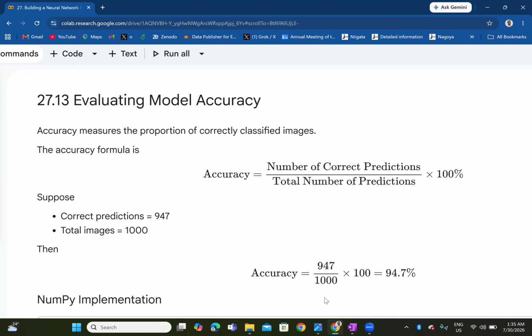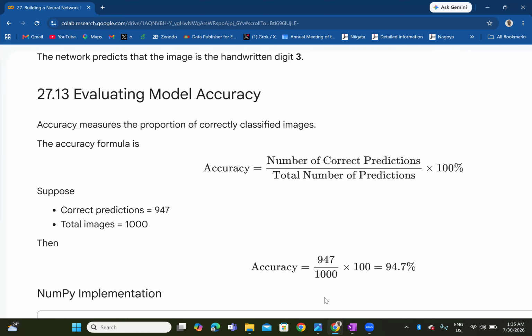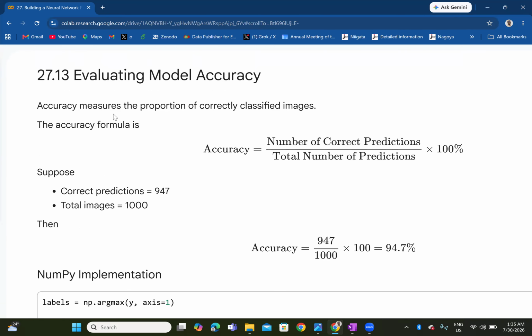So imagine in that case, once that is done, you have to evaluate the model accuracy. Accuracy measures the proportion of correctly classified images. The accuracy formula is the number of correct predictions over the total number of predictions, multiplied by 100%. Suppose correct predictions made are 947 out of a total of 1,000 images. Then we can say the accuracy is 947 over 1,000 times 100, which is 94.7%.